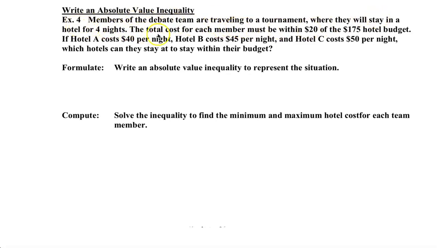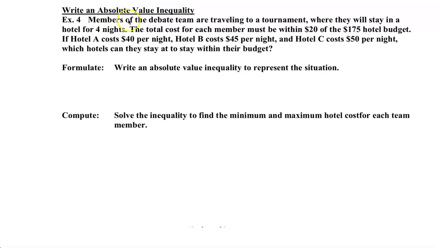4 nights. The cost of each member must be within $20 of the $175 budget. If Hotel A costs $40 a night, Hotel B costs $45 a night, and Hotel C costs $50 a night, which hotel could they stay at within their budget? Write an absolute value inequality to represent this situation. So there's a lot of information there, right?